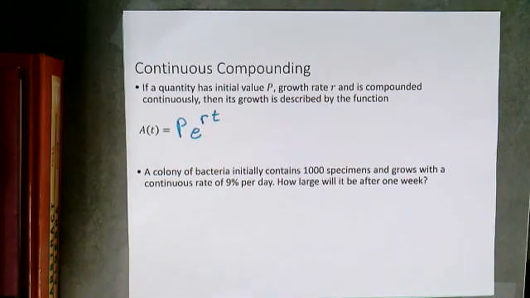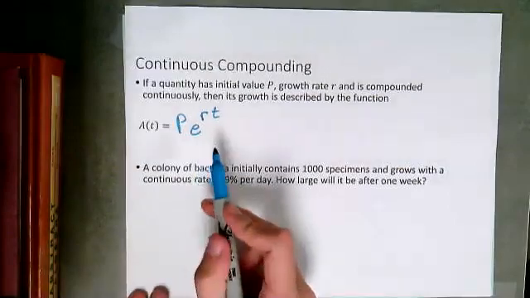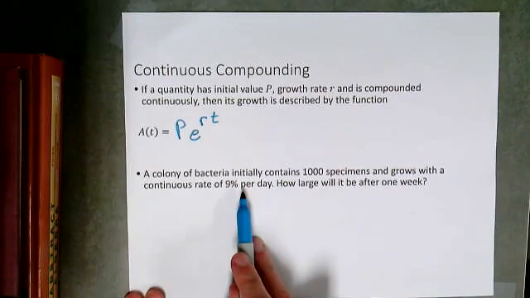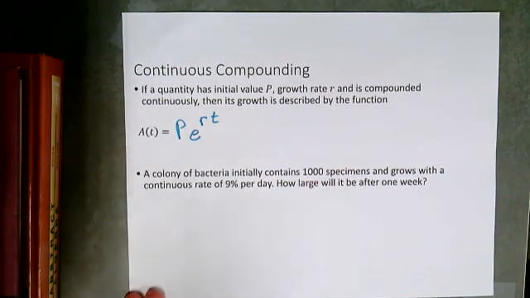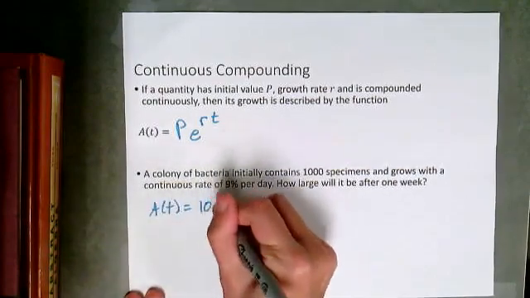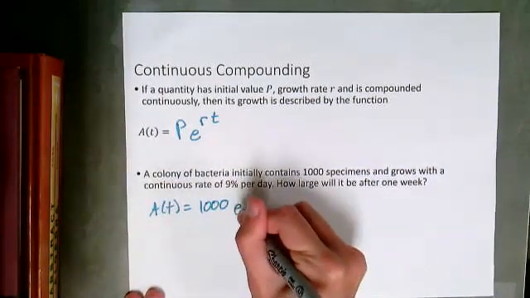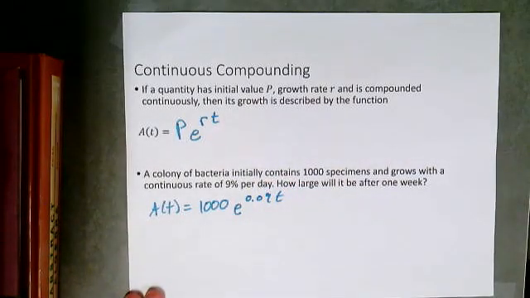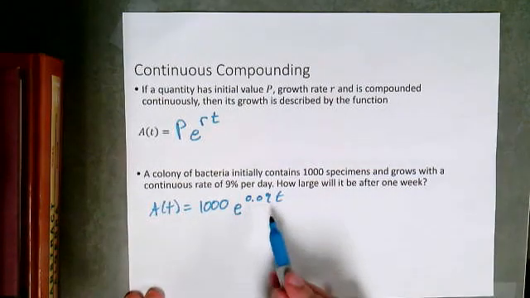So a colony of bacteria initially contains 1,000 specimens and grows with a continuous rate of 9% per day. How large will it be after 1 week? Well, what do we have? We're going to write it in this form because it says continuous rate of something. It's growing continuously. We're going to have A of T is equal to our starting amount, which is 1,000, times E to the 0.09 T. That's our function. Our rate R is 9%, so that's 0.09.